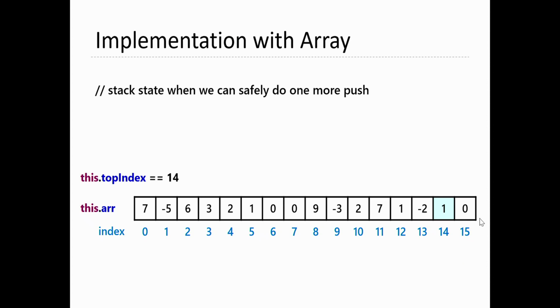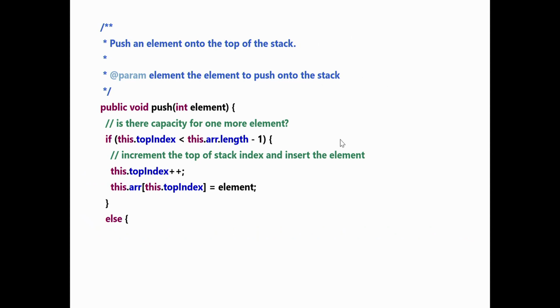16 minus 1 is 15. So as long as that index is less than the size of the array minus 1, I can safely push an element onto the stack. So if the current top index is less than the array length minus 1, go ahead and increment the top index. Then go ahead and set the array at top index to the pushed element.